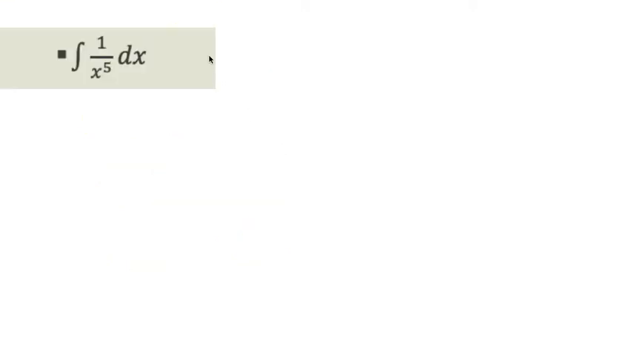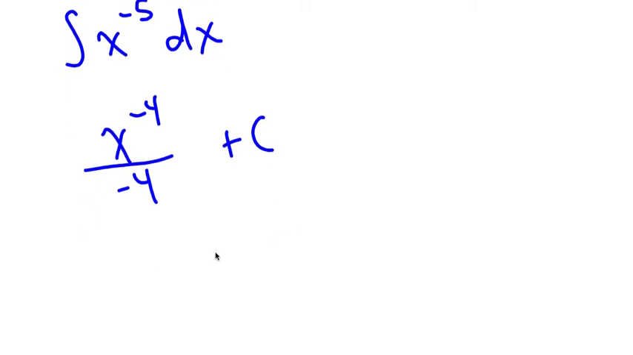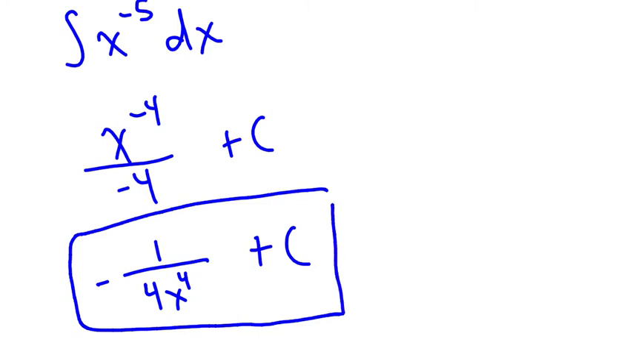Next, 1 over x to the fifth. If it helps, rewrite it as x to the negative fifth. It's not necessary, but it may help you. Add 1, negative 4, divide by that number, negative 4, plus constant. Which again, you could also rewrite as 1, bring the negative out front, 4x to the fourth plus c. That is another option. It doesn't matter. You're going to be checking your multiple choice answers to see which one's correct.